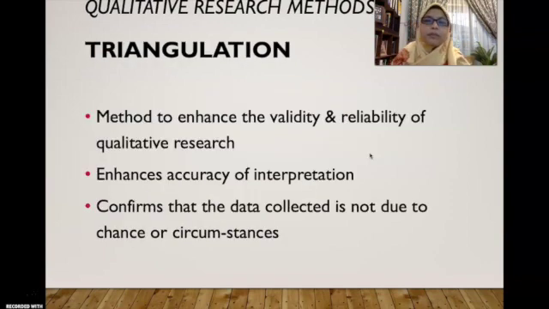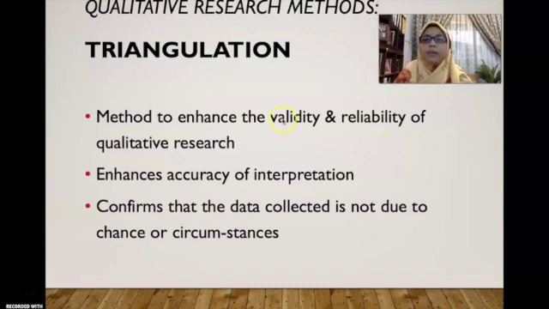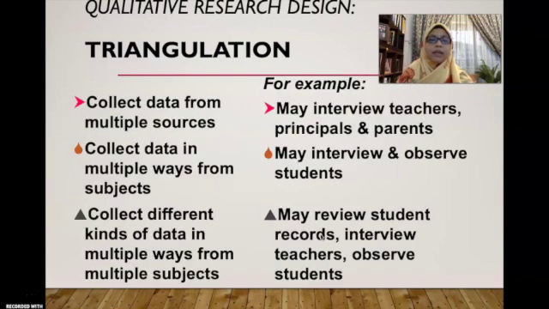Next, we have the process of triangulation. It is a method to enhance the validity and reliability of qualitative research, enhances accuracy of your interpretation, and confirms that the data collected is not due to chance or circumstances. So what is actually triangulation? It is a process of how you triangulate between one data with another data, or one method with another method.